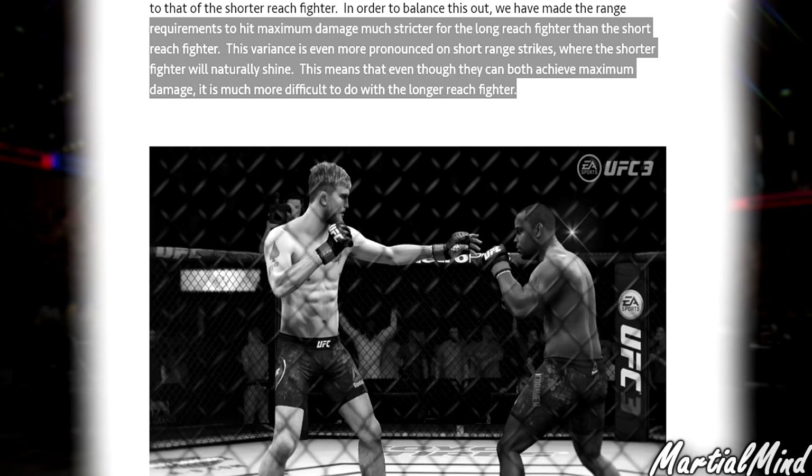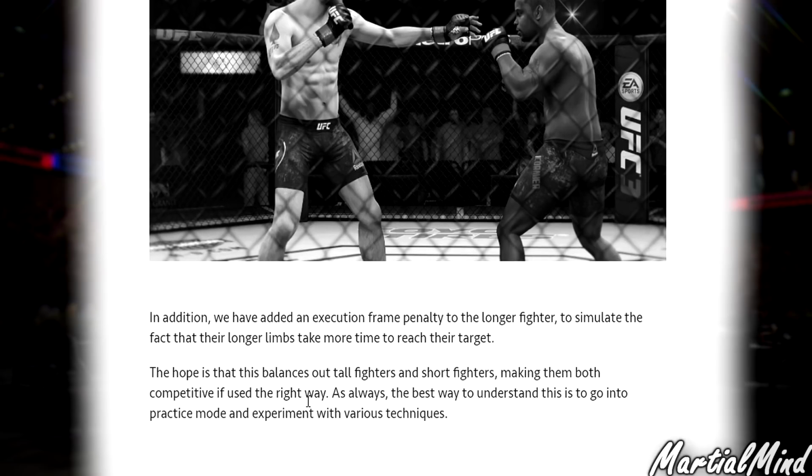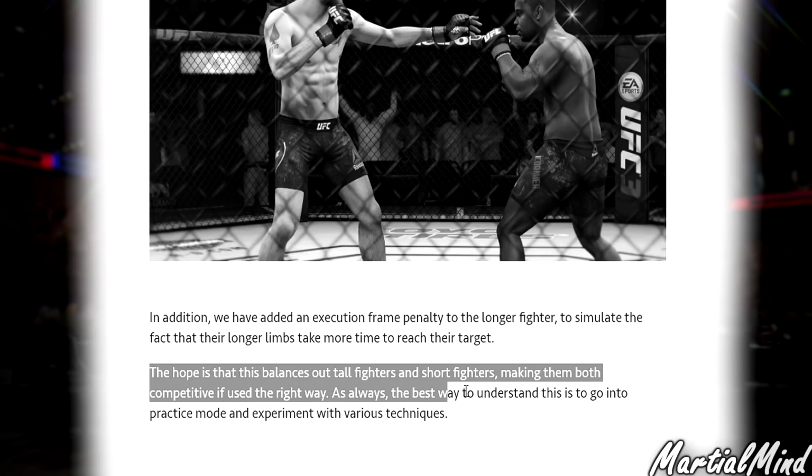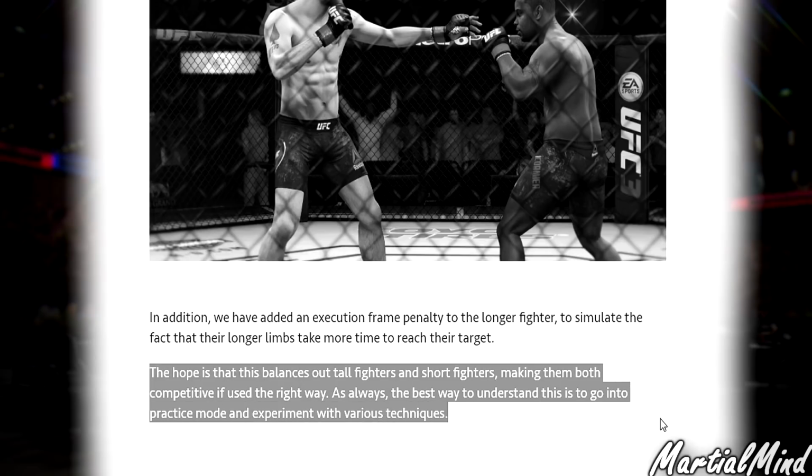This will definitely buff shorter fighters, and it's going to encourage players to actually pick shorter fighters as opposed to always trying to pick the tallest fighters in the game. So I'm really looking forward to that. Imagine a matchup like Travis Browne versus Mark Hunt. I mean, now you pick up Mark Hunt, for example, you can deal way more damage with Mark Hunt than you could in EA Sports UFC 3.